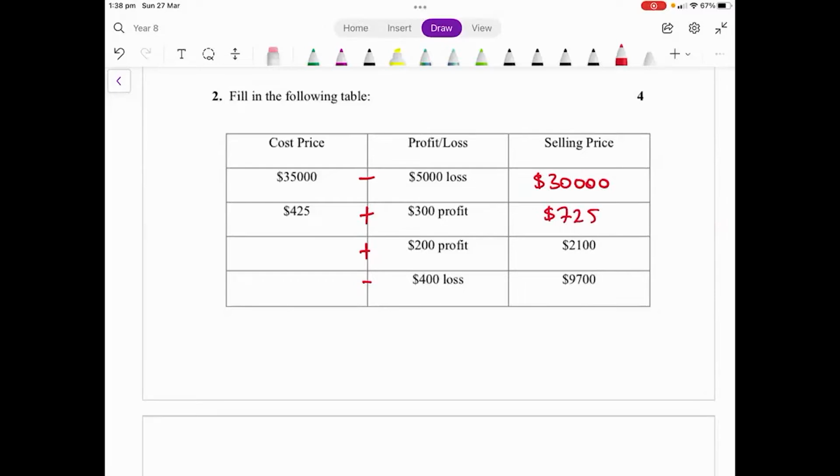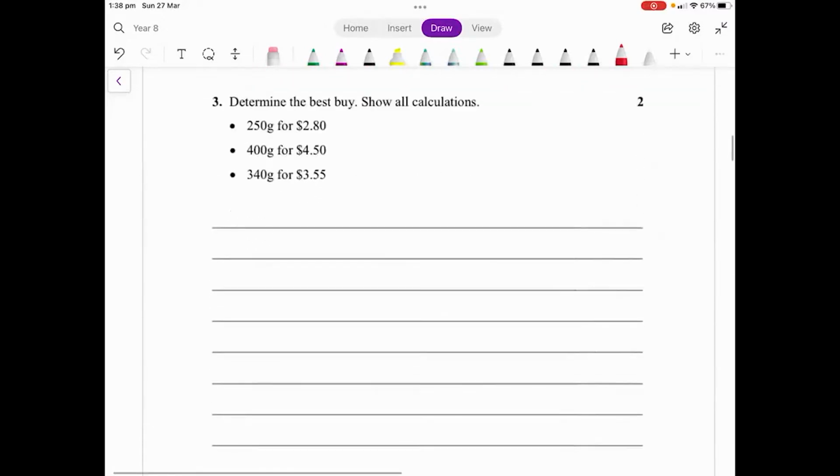Last row says something take away $400 equals 9,700. Take away because it's a loss. That means $10,100 minus $400 equals $9,700.